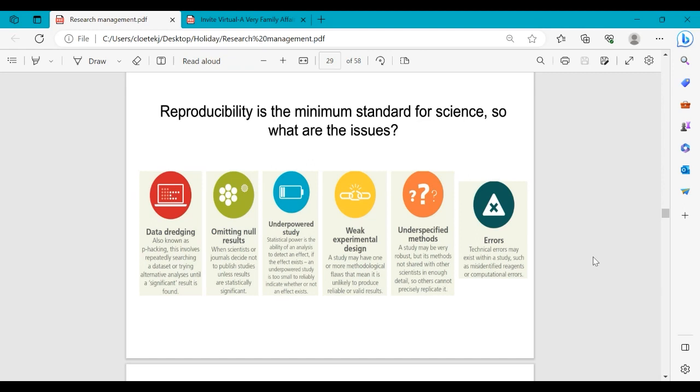research reproducibility, this p-hacking, because remember also how you choose your p-value can influence the statistical outcome, as can the type of statistical test. If you're using a statistical test that is not fitted to the type of data that you have or not fitted to the type of outcome you want, you may also get invalid results. The next one is omitting null results, when scientists or journalists decide not to publish studies unless results are statistically significant. This is also wrong.